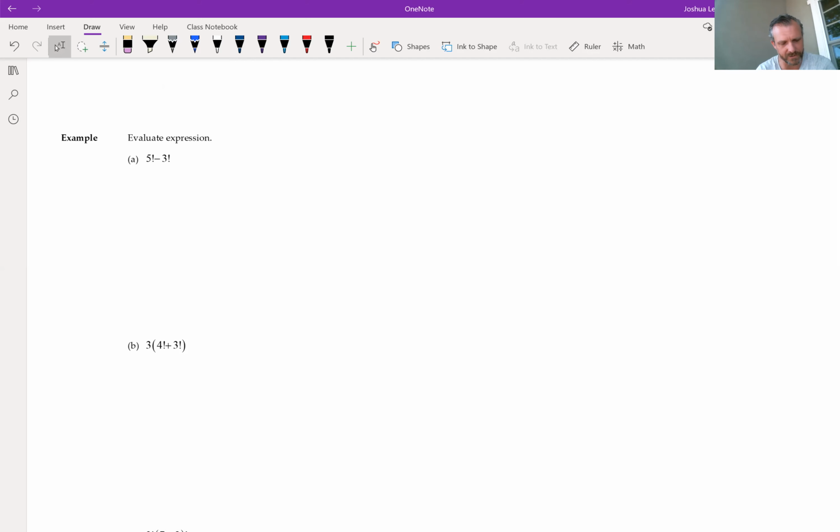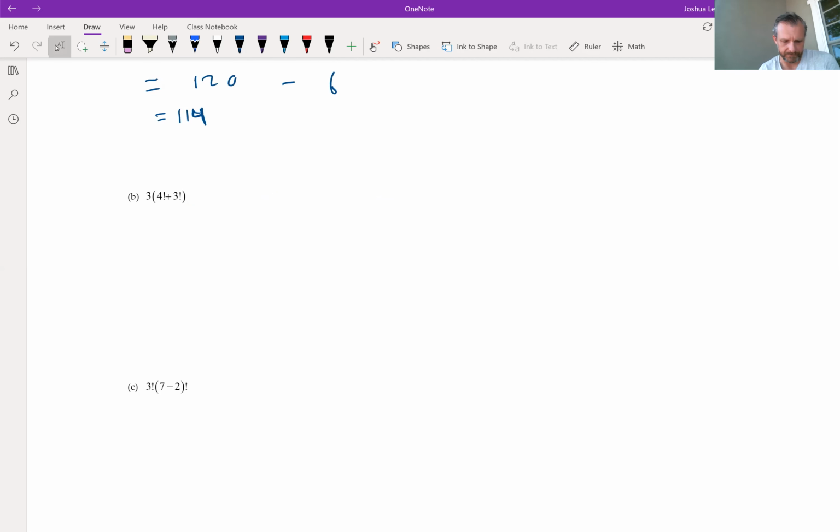So the first one, 5 factorial minus 3 factorial. Well, that's 5 times 4 times 3 times 2 times 1 minus 3 times 2 times 1. And so 5 factorial is going to be 20 times 3 is 60, times 2 is 120, times 1, and then minus 3 times 2 times 1, which is 6. So we get a grand total of 114. Okay.